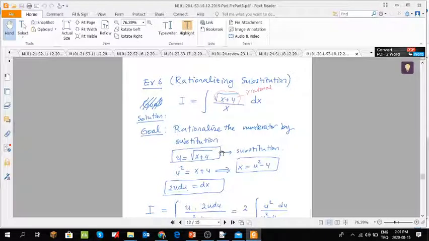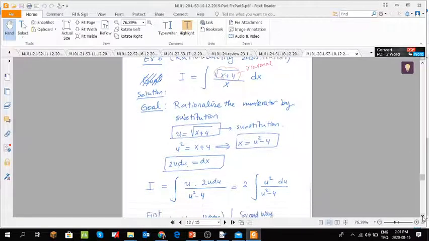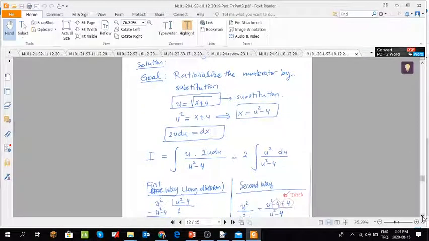I can let u be this and square both sides, and I have x plus 4. And x from here is u squared minus 4, and 2u du is dx. I'm going to convert everything into u. Let's see whether it's going to work or not. Okay, so this is dx. This is u, the square root of x plus 4. And this is what? X. And see, this is polynomial over polynomial.